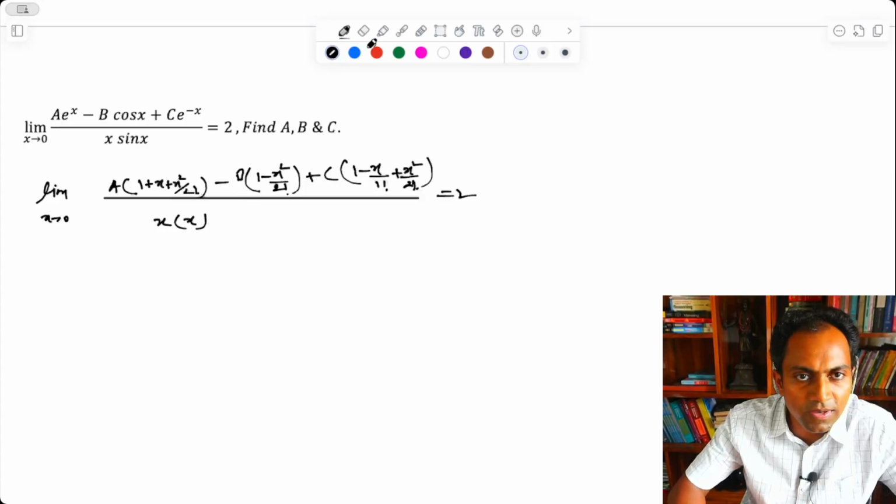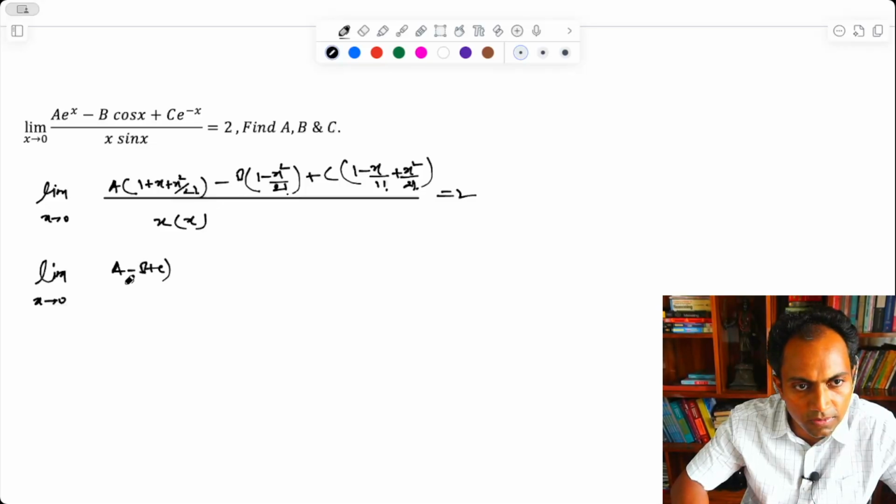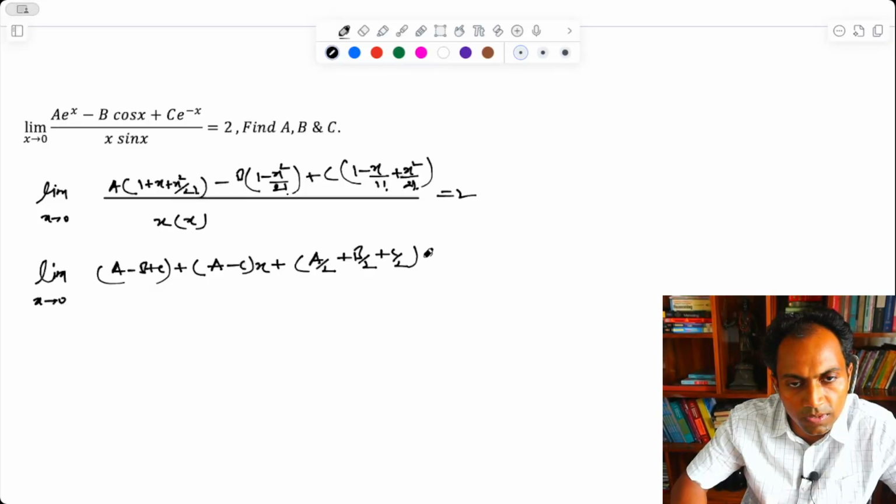See, now if you simplify this, what is the idea? What we did earlier, same thing. We'll write the constant terms. So a minus b plus c. And then other terms, (a minus c) into x. Then the remaining terms, (a by 2 plus b by 2 plus c by 2) into x square, divided by x square is equal to 2.